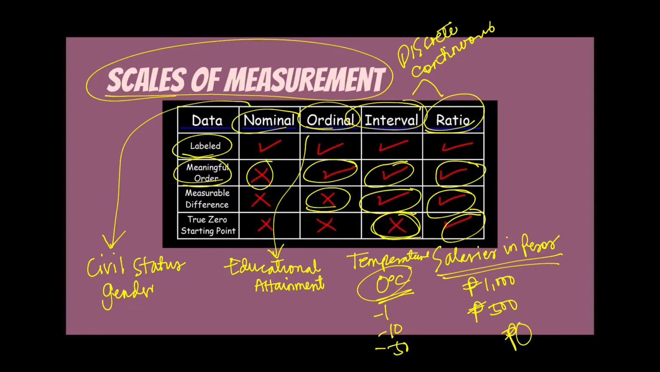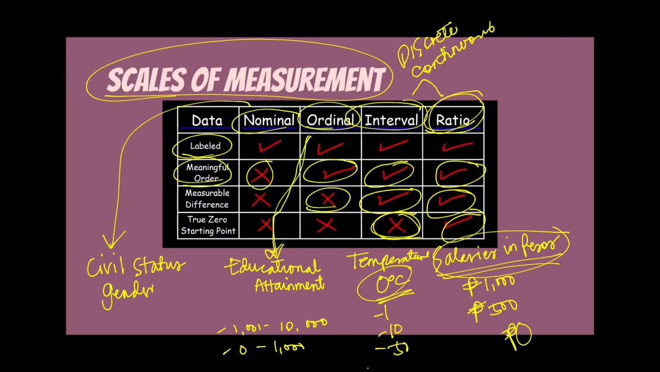Now also remember that the way we ask our variable in the questionnaire can transform the variable from one scale to another. So for example, when we ask salaries in pesos and we ask the respondent to answer the actual salary, like for example 10,500 or 2,500, then that is a ratio scale. But when we ask our participant to check which applies to you, do you have 0 to 1,000, 1,001 to 10,000? Okay, so for this one, it becomes ordinal.